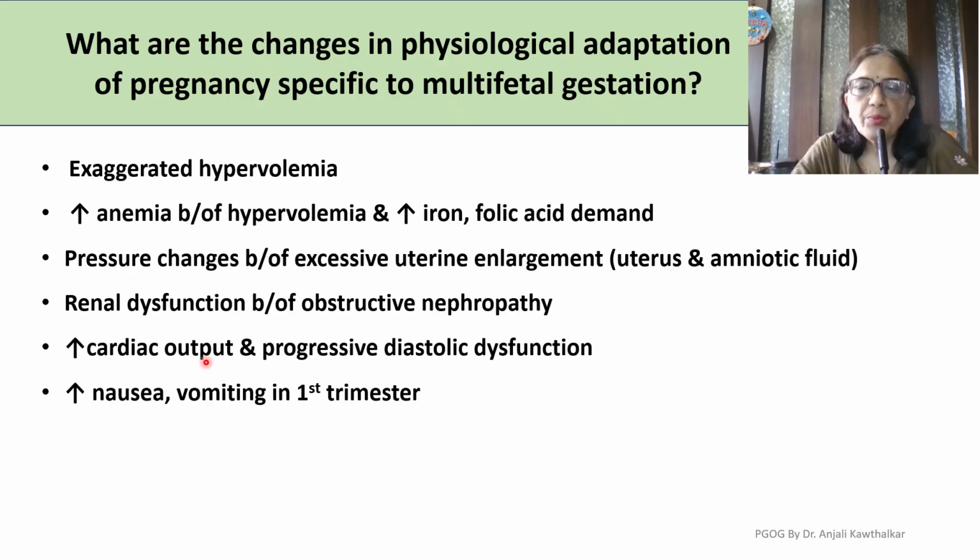More cardiac output, decreased vascular resistance, and a progressive diastolic dysfunction is observed in these multifetal pregnancies, and this diastolic dysfunction reverts back to normal after delivery. There is more nausea and vomiting with increasing beta hCG levels, especially in the first trimester, with more hyperemesis gravidarum.